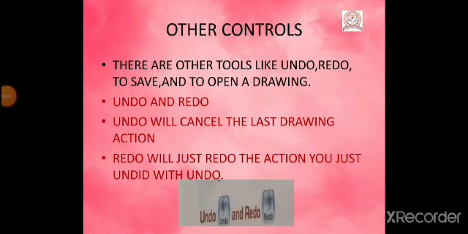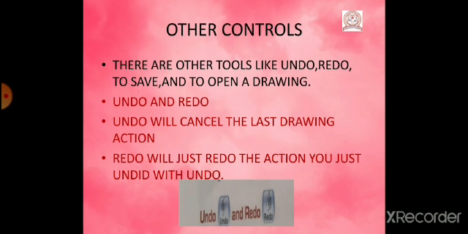Now after finishing this children, there are certain other controls also. There are other tools for various functions like undo, redo, to save and to open a drawing. There is also a tool for starting a new drawing. Okay, as we all know, undo and redo, clicking the undo will cancel the last drawing option. Undo cancels the last drawing action. Whatever we have done last, if we press undo, it will cancel it.